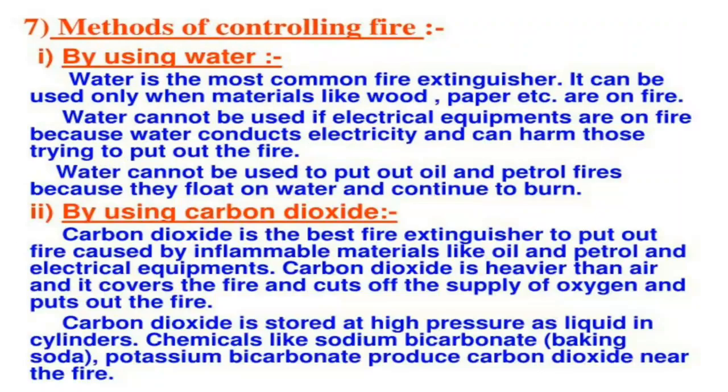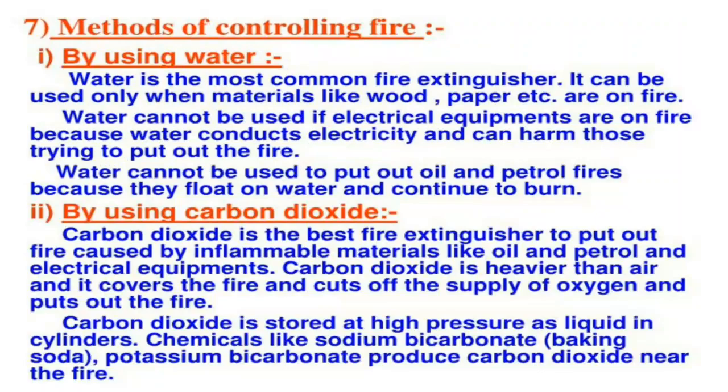Here the best method is to use carbon dioxide, because carbon dioxide is heavier than air. Being heavier than air, it will cover the fire like a blanket, and since the contact between the fuel and oxygen gets cut off, the fire is controlled. The advantage of CO2 is that in most cases it does not harm the electrical appliances. Means if we use a fire extinguisher, our electrical appliances are not going to get any harm.